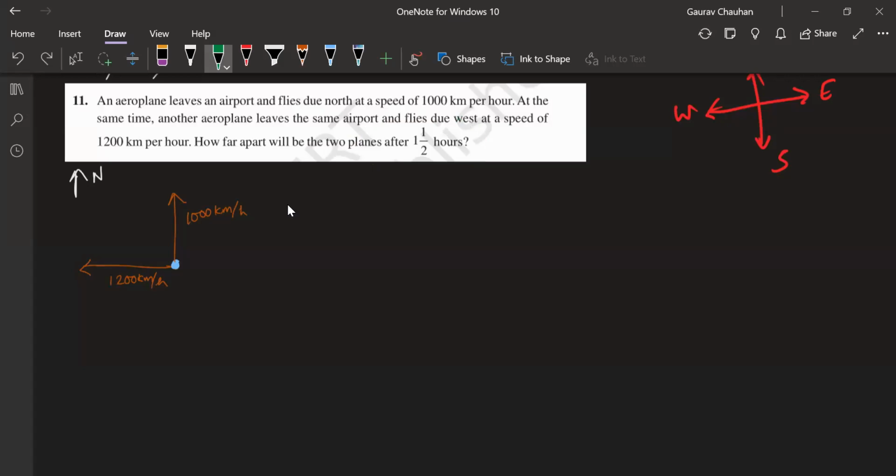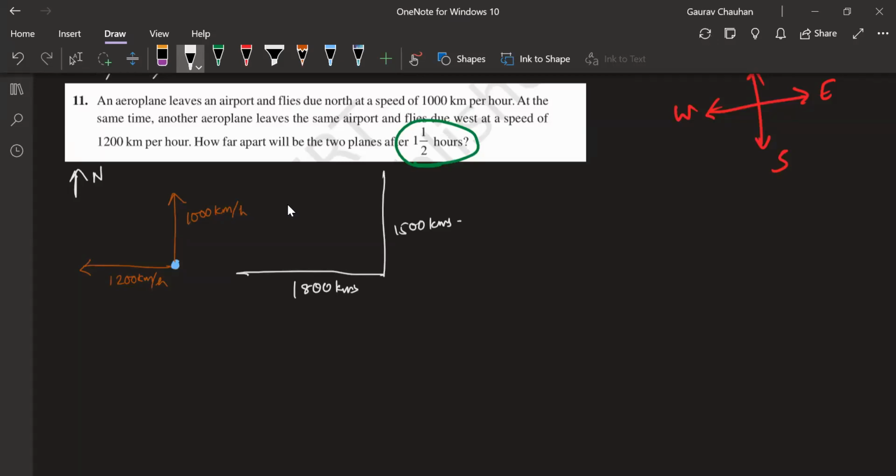So basically, first we have to find out how much they would have traveled in 1.5 hours. In 1 hour it's going 1,000, so in 1.5 hours it's going to go 1,500. So it will be somewhere here, 1,500 kilometers away. I'm just going to draw another diagram here, a diagram for the distance now. Okay, this was for the speed. So for distance, plane A has traveled 1500 kilometers, and plane B would have traveled 1800 kilometers.